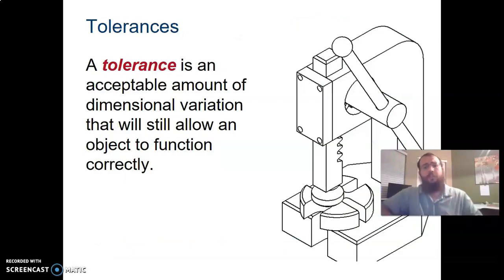Okay, so let's get a definition down of a tolerance. A tolerance is an acceptable amount of dimensional variation that will still allow an object to function correctly. That's the key part: function correctly. Now, a smaller tolerance might function correctly longer, and a larger tolerance might function correctly for a shorter time, but function correctly nonetheless. It's not tolerating things that will cause it to fall apart.